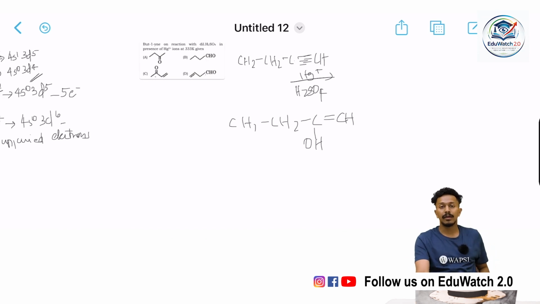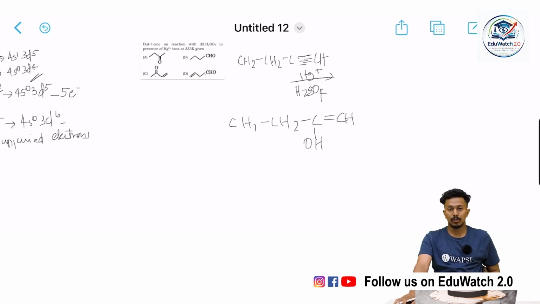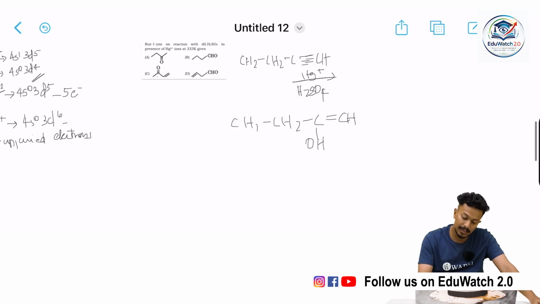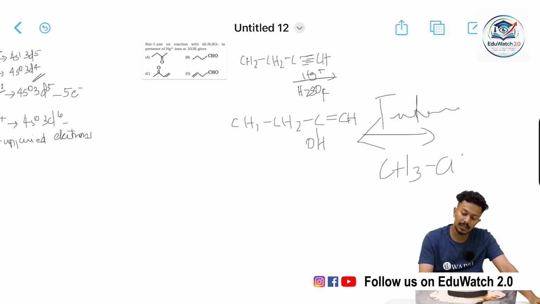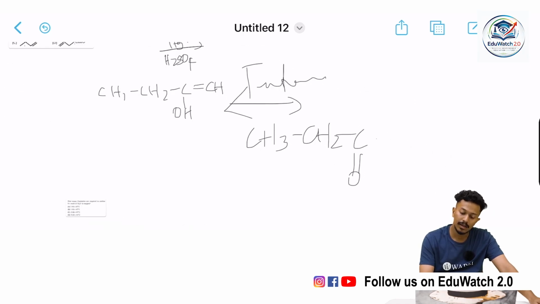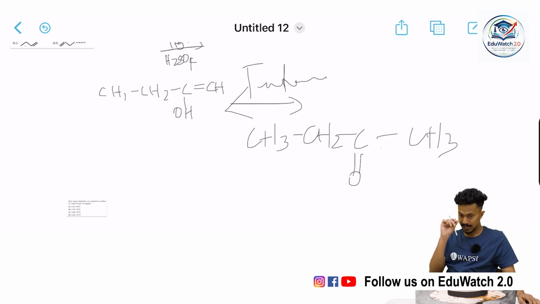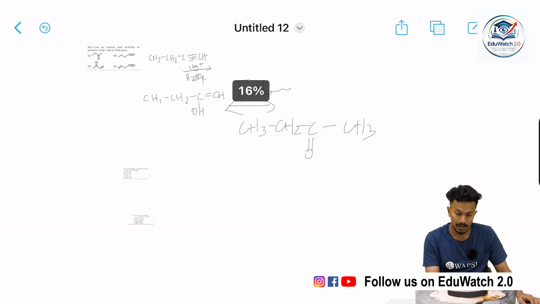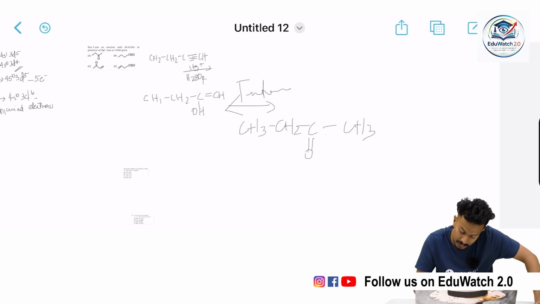Upon this, there is another effect called tautomerization. When an OH group is present on a carbon with a double bond, the structure can interchange to form a ketone. So this tautomerizes to form CH3, C double bond O, CH3. Okay, this is the reaction, right? We have found the product.